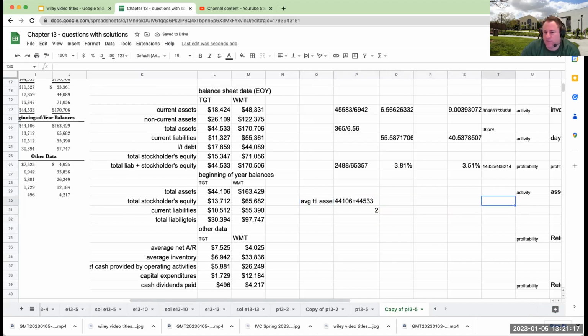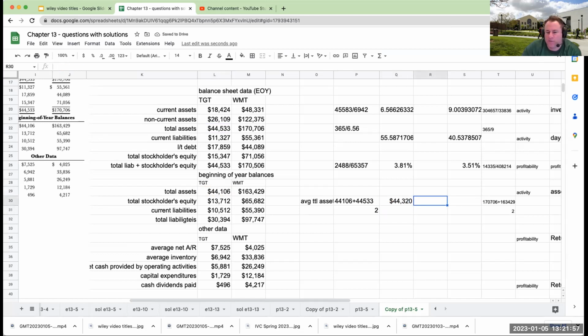Over here, this is going to be my average total assets for Walmart. It's going to be 170,706 plus 163,429. So they're giving us the beginning of year balances right over here, and that's what I'm going through and doing. So the average total assets for Target are going to be 44,106 plus 44,553, divide this by 2.